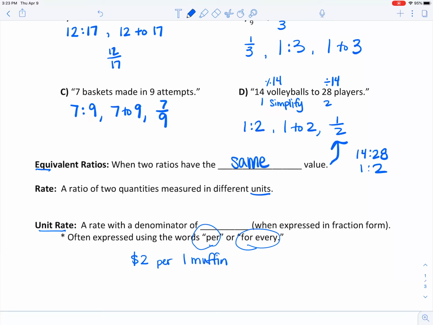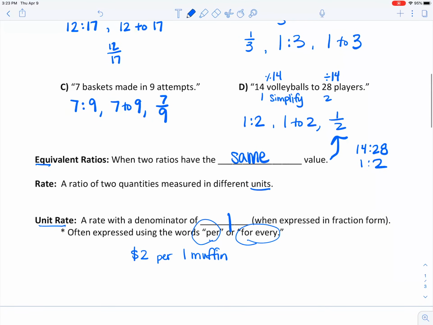Okay, so what it's really meaning there is it's a rate with a denominator of 1, the number 1. So, like another one is miles per gallon. Maybe you drove 30 miles per 1 gallon. That would be a unit rate.